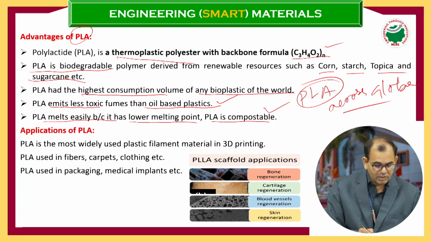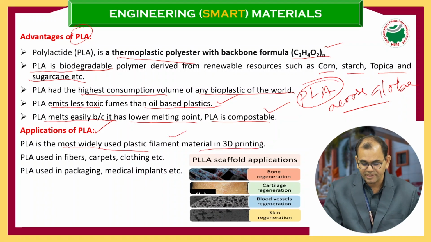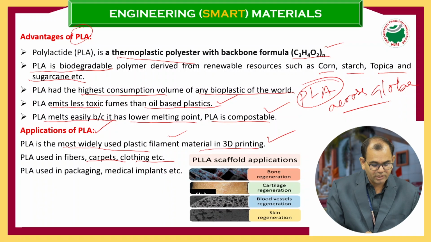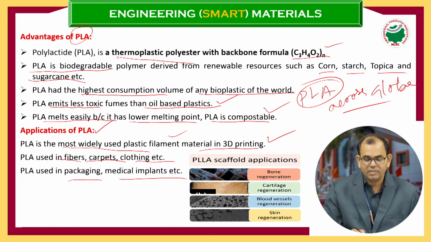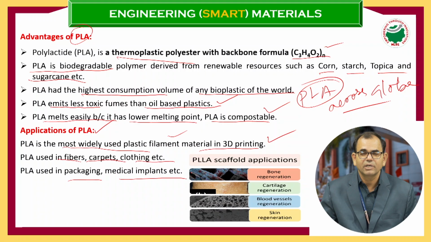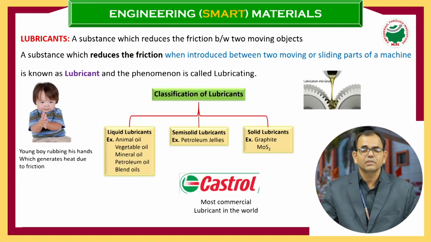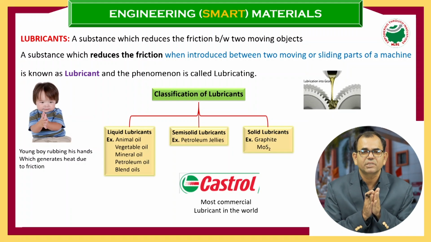Now, applications of PLA. PLA is the most widely used plastic filament material in 3D printing, carpets, clothing, fibers, packing material, medicinal implants. Medical, drug delivery, any other utensils or coating. So this is one of the best applicable biodegradable polymers, polylactic acid. Now another topic is lubricants. A lubricant is nothing but any substance which reduces friction between two moving objects.